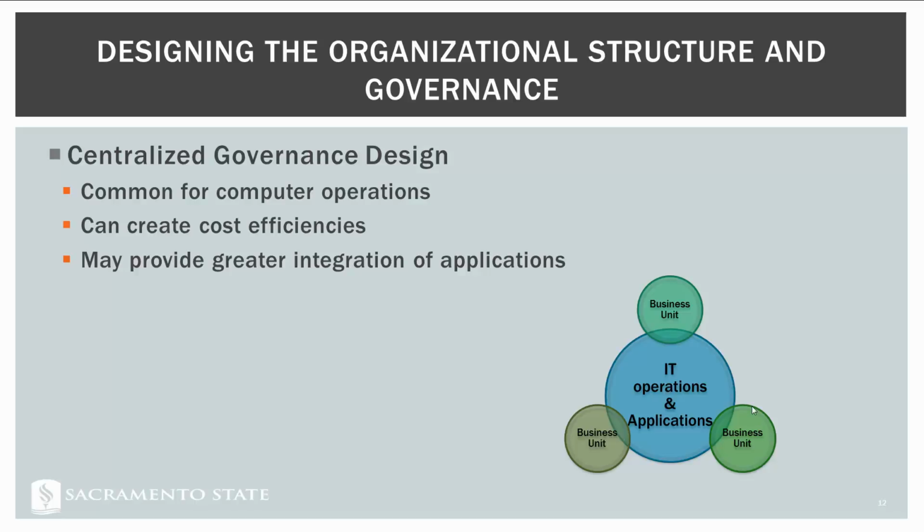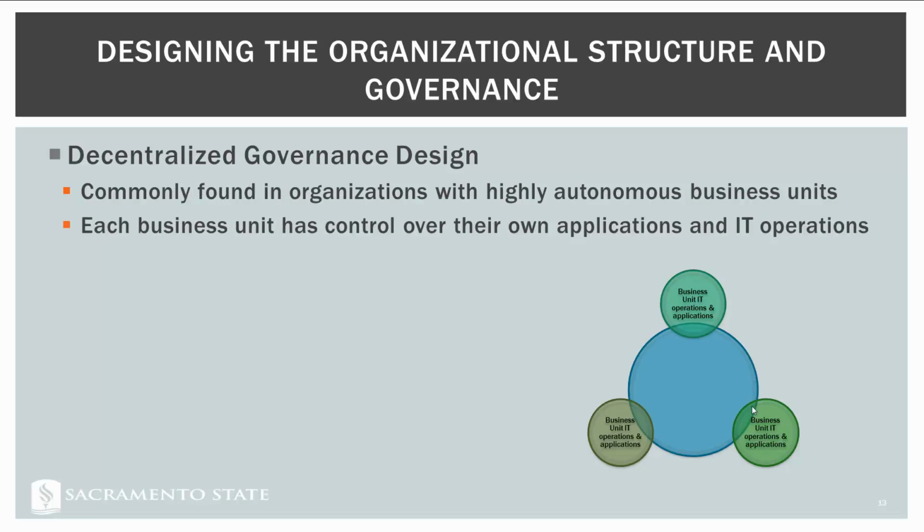The challenge with that though is the advantage of our next governance structure. So a decentralized governance structure means that we don't centralize any of our operations at corporate level, but within each of our business units, we let them manage their own operations and their own applications individually. So we don't get the economies of scale. It often is more costly.